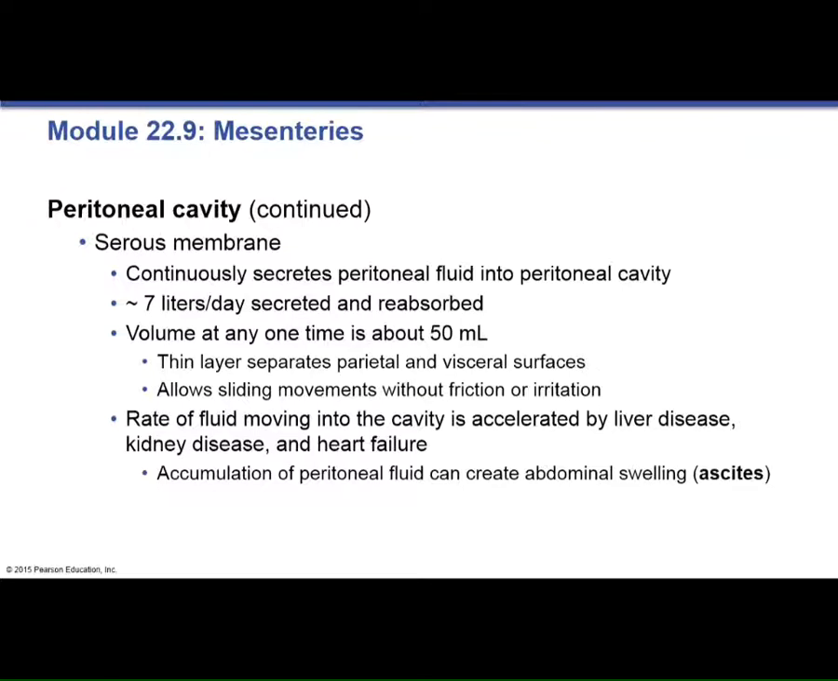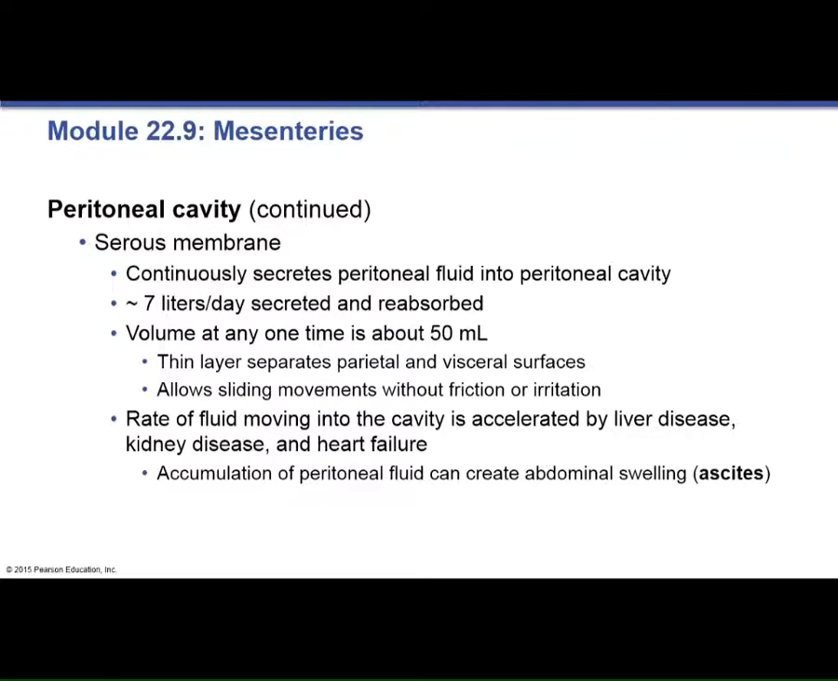The serous membrane is going to be continuously secreting peritoneal fluid. This is going to keep all of your organs sliding over each other nice. About 7 liters a day, amazingly, is made and reabsorbed within your gut. Clearly, if you didn't reabsorb it, you'd be building up fluid in your gut. So this is released and then reabsorbed in a continual, regulated way. At any one point, you get about 50 mils of fluid floating in those layers, but 7 liters made throughout the day.